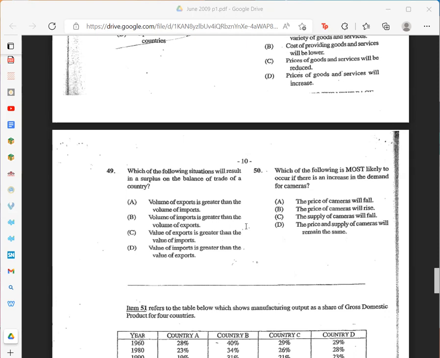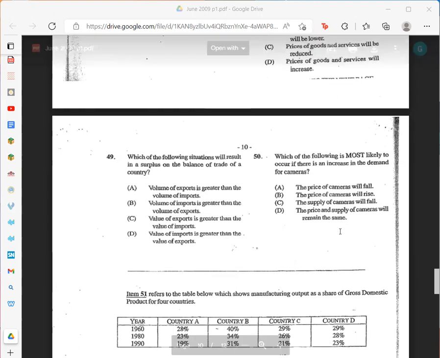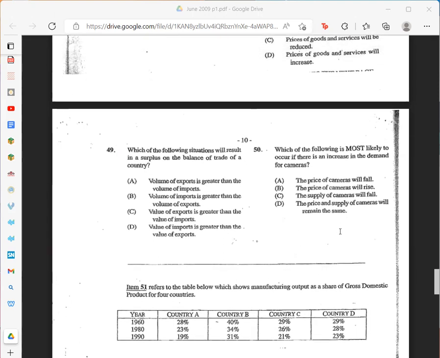So yeah, 50, it is C, exports greater than imports. 50, which of the following is most likely to occur if there's an increase in demand for cameras?